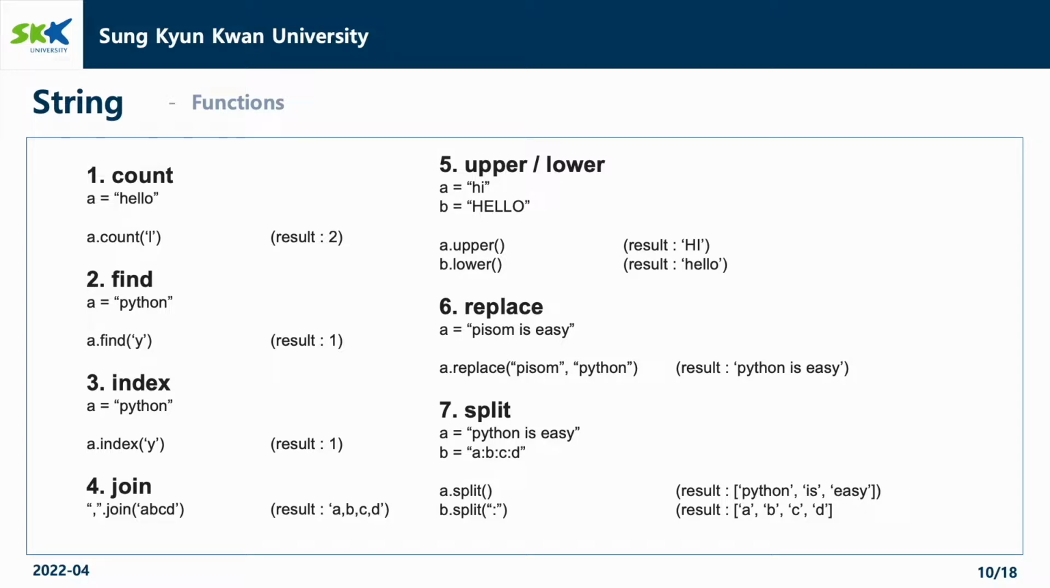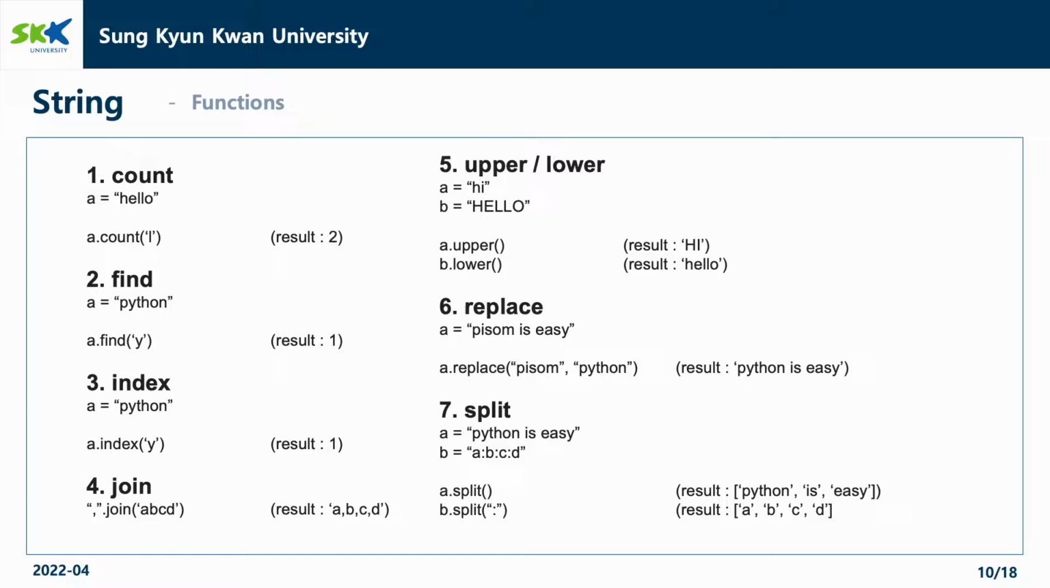The join function inserts a string. Since the example means inserting a comma between each character of the ABCD string, the result is A,B,C,D. The upper function converts lowercase letters to uppercase letters, and the lower function converts uppercase letters to lowercase letters. The replace function replaces a specific value in a string with another value.